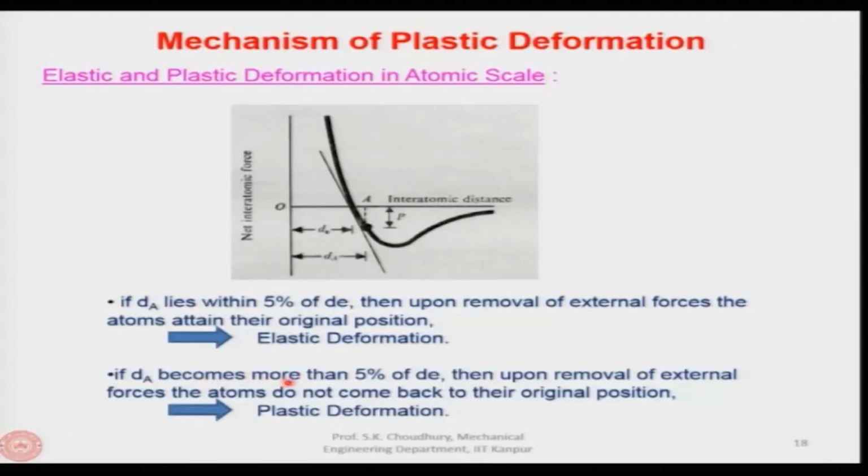If dA becomes more than 5% of the dE, this is actually the equilibrium position, so let us call it dE and not dC, as I said. Now, if dA becomes more than 5% of dE, then upon removal of external forces, the atoms do not come back to their original position. As we understand, this is called the permanent deformation or the plastic deformation, when the two atoms move past each other and they stay in that position. Upon removal of the external force, it will not come back. So, this is the plastic deformation.